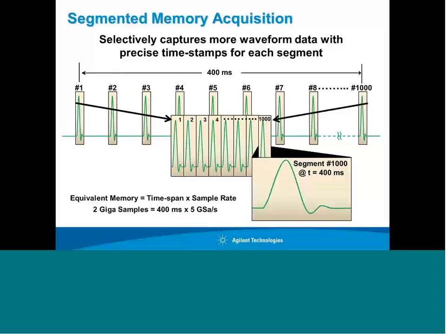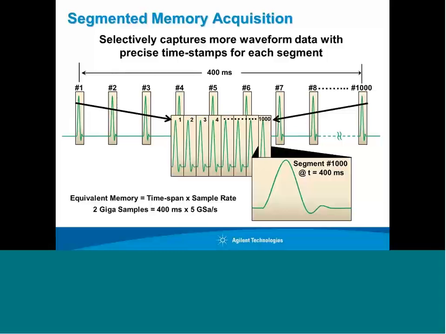So in this case, we show an example of capturing 400 milliseconds with the scope still sampling at its fastest rate. But what the scope doesn't do is capture anything in between. It only captures the events of interest.